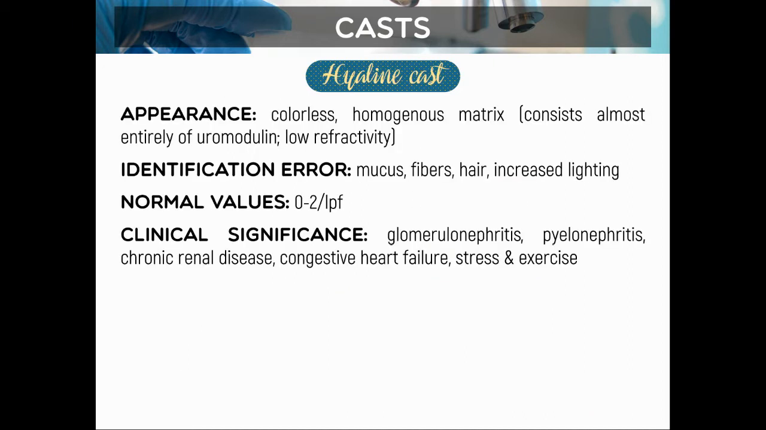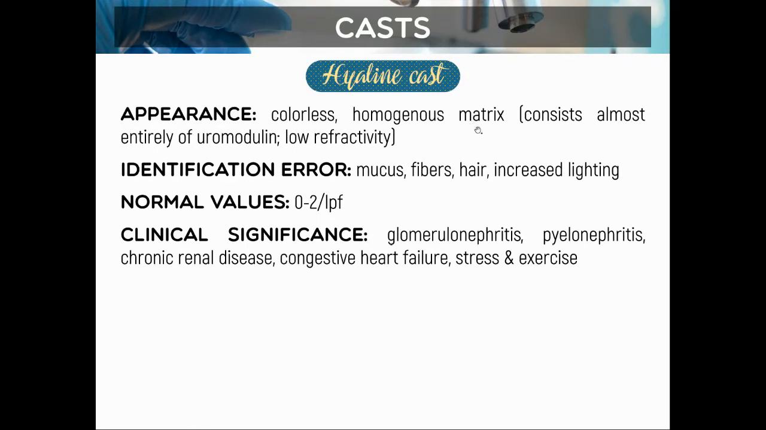So let's proceed to our first type of cast. We have our hyaline cast. This is the very basic type of cast. Its appearance is colorless, homogeneous in matrix, and consists almost entirely of uromodulin, old name Tamm-Horsfall protein. The hyaline cast has a low refractivity, or low refractive index. Identification errors: mucus fibers, hair, and increased lighting.